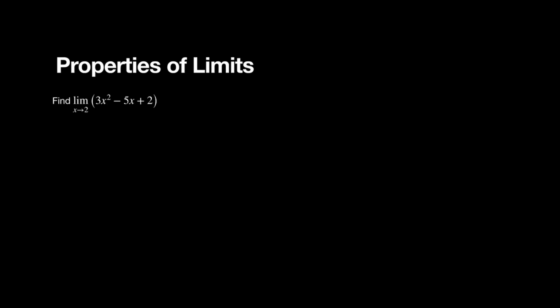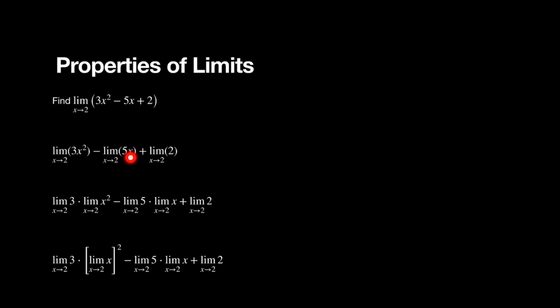So let's see how this works by trying to find the limit as x goes to 2 of 3x squared minus 5x plus 2. In this problem, I have a difference and a sum. So I have sum and differences of terms. So I can find the limit of each term and then add or subtract those limits together. So I can find the limit as x goes to 2 of 3x squared, and then minus the limit as x goes to 2 of 5x, plus limit as x goes to 2 of 2.